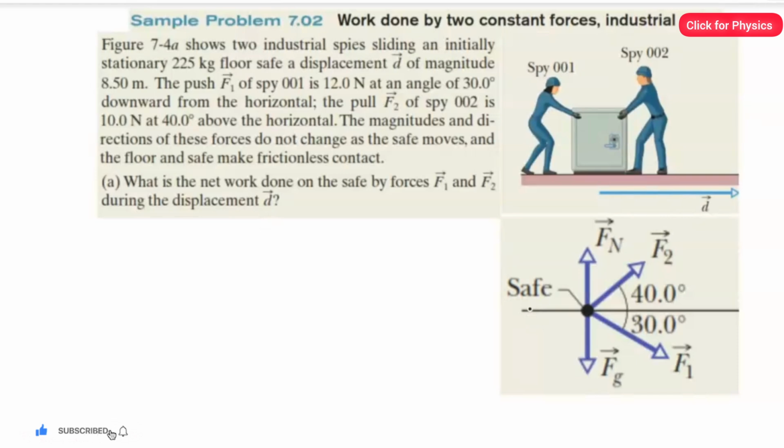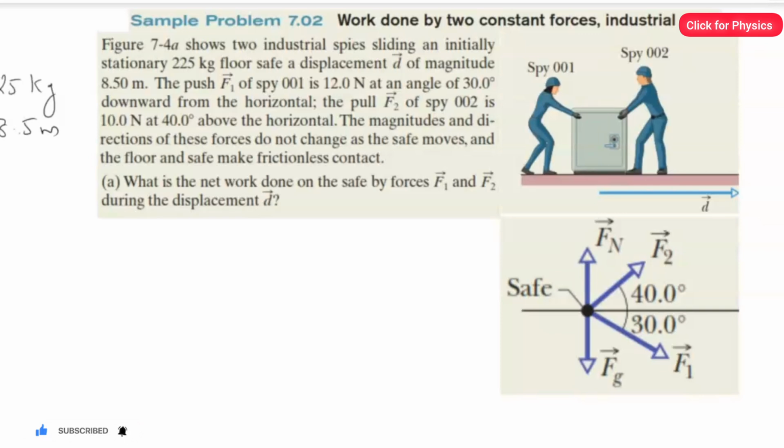So what is given here? Here there are two spies. They try to move this floor safe. That means this is the object, and the mass they mentioned is 225 kilogram. That means the mass of the safe is 225 kilogram. And then they move this safe to the right direction. By that, the displacement takes place, and the magnitude of the displacement d vector is mentioned as 8.5 meter.